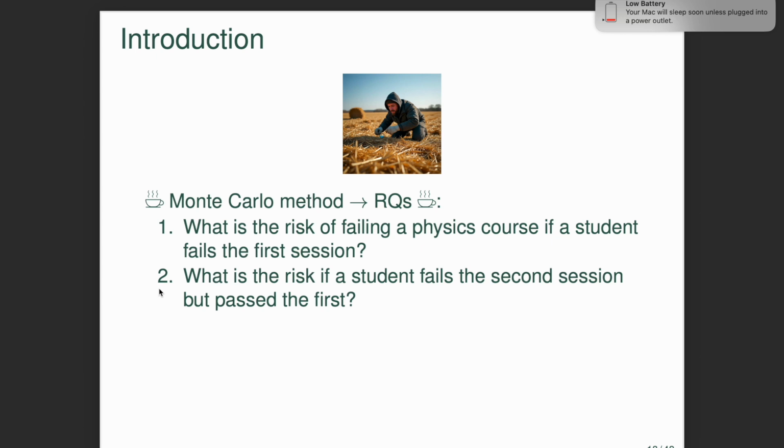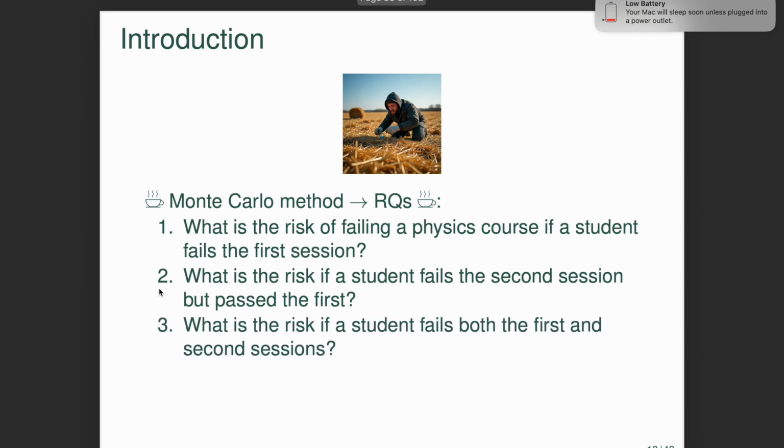What is the risk if a student fails the second session but passed the first? And the third question is, what is the risk if a student fails both the first and the second sessions? To the best of our knowledge, no previous studies had addressed these specific questions.